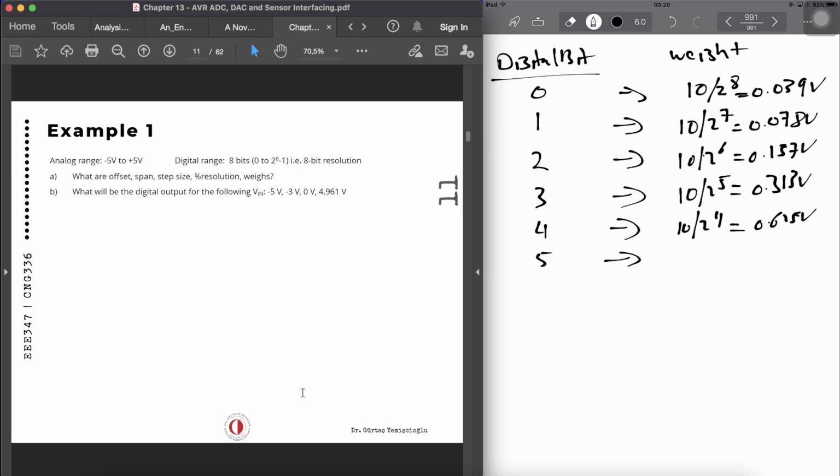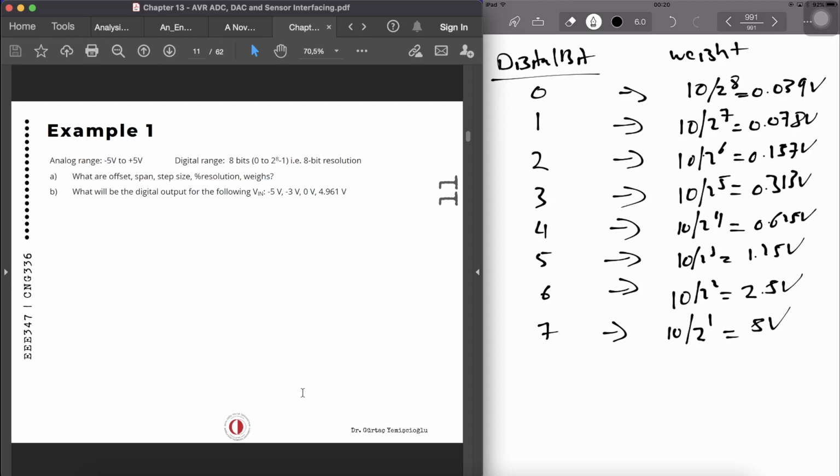Bit 5 is 10 over 2 to the power 3, which is going to be 1.25 volts. Bit 6 is 10 over 2 to the power 2, which is going to be 2.5 volts. And bit 7 is 10 over 2 to the power 1, which is going to be 5 volts. Okay, so these are the weights that we can find based on the digital bits.